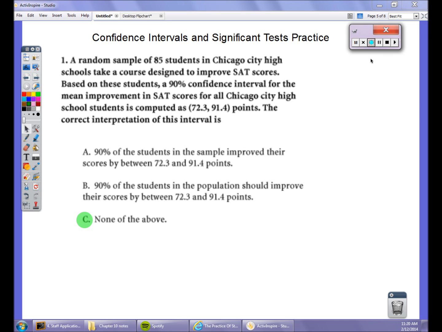Now you could say the answer would be that 90% of all samples from 72.3 to 91.4 would contain the true population proportion. But really we're just talking about the range at which we think most people fall in here and how confident we are that they fall within that range.